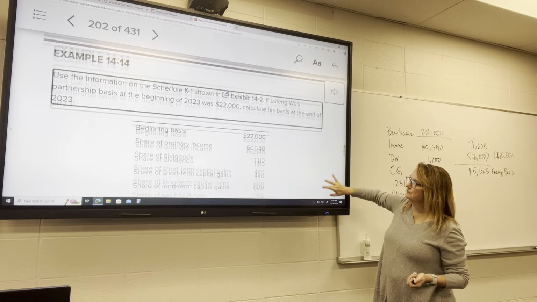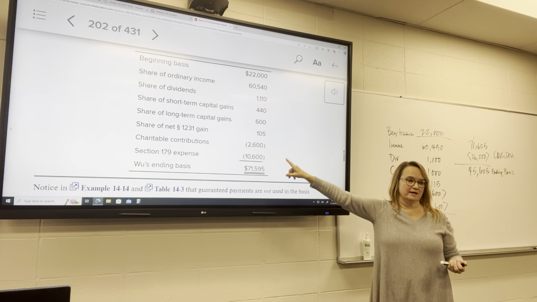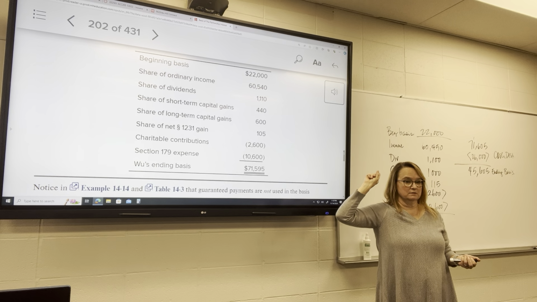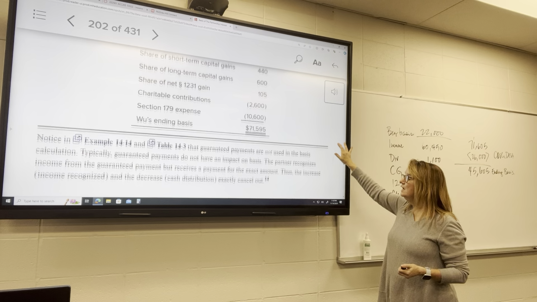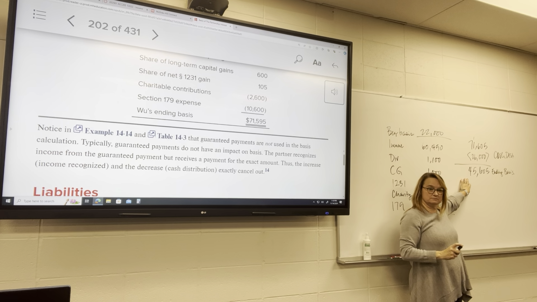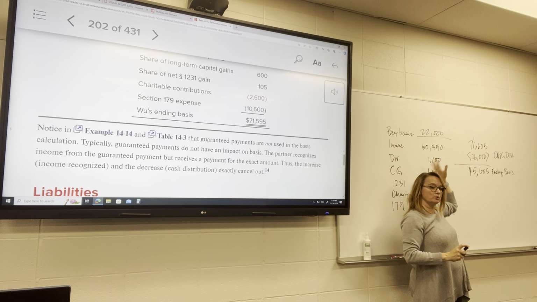Like I said, they didn't subtract the $26,000 distribution that was listed on the K-1, the cash distribution that they received. So next year, that's going to be our beginning basis, and we'll go through this whole calculation again.